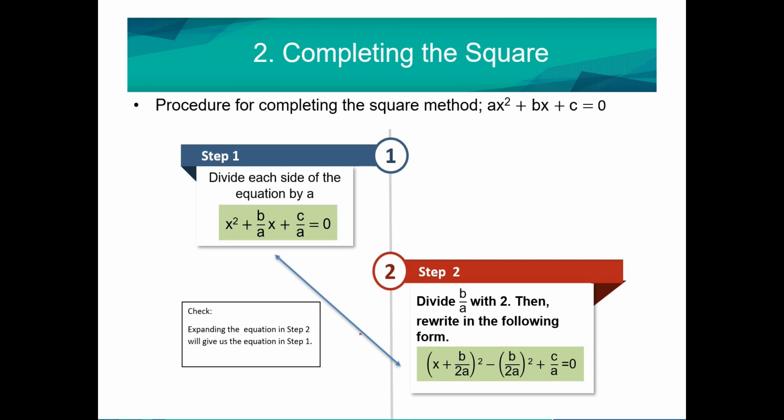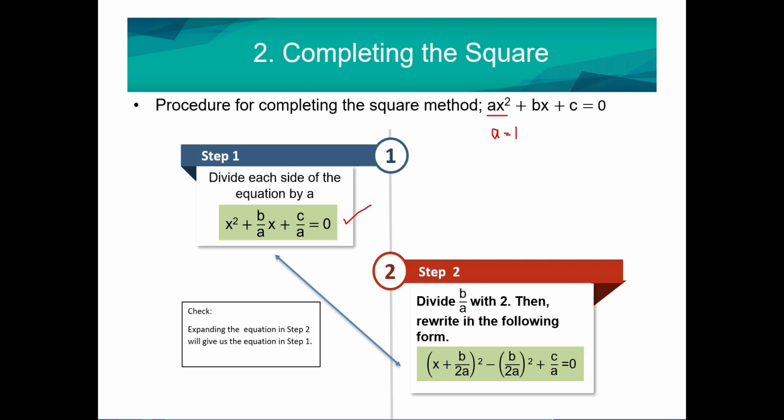So these are the procedure for completing the square. So first of all, we need to make sure that the coefficient of our x square, a, must be equal to 1. It must be positive 1. If it is not 1, you need to divide the whole equation with the number a. Okay, like this. So we need to divide everything with a. So we are getting b over a x plus c over a equal to 0.